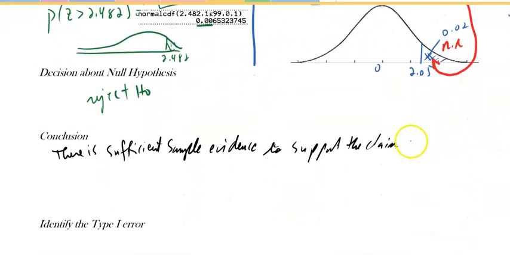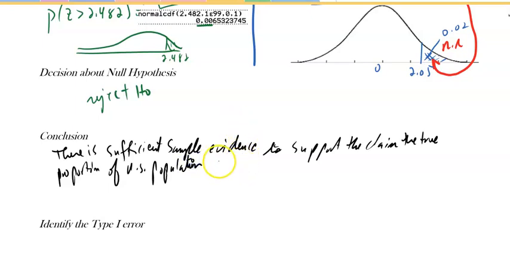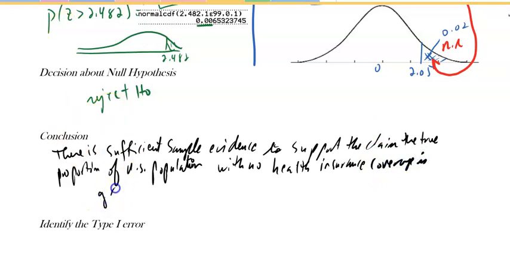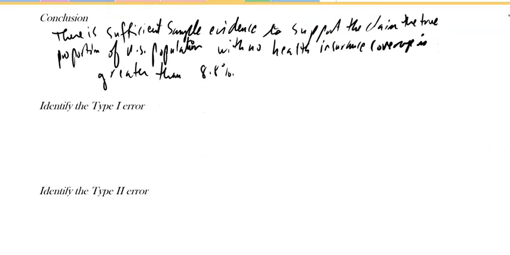To support the claim, the true proportion of U.S. population with no health insurance coverage is greater than 8.8% or 0.088.